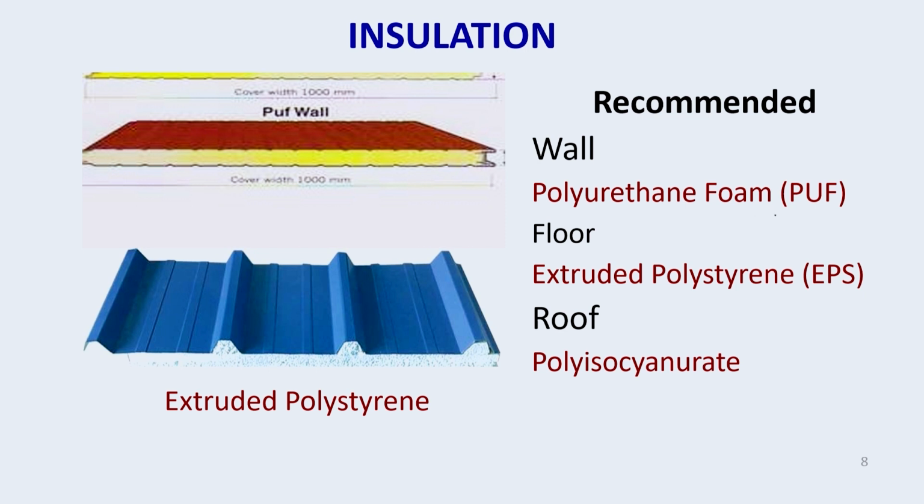For the wall, it is polyurethane foam. For the floor, it is expanded polystyrene, that is EPS. And for the roof, polyisocyanurate is recommended. So this is the sample of the insulating material which is used for the construction of the wall, and this is used for the construction of the floor.